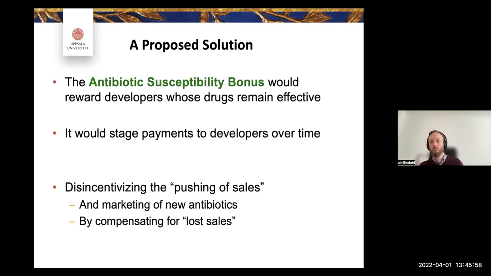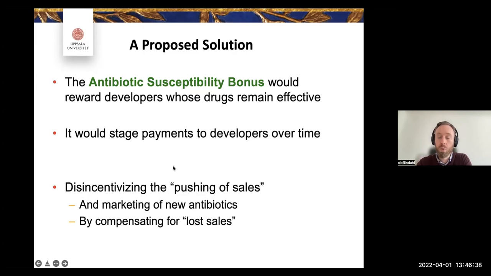So what would this bonus I've been talking about do? Well, basically, it would be a bonus that rewards developers whose drugs remain effective. So this is kind of a kitchen door attempt at getting at companies not pushing sales, not marketing them unnecessarily or aggressively, and not perhaps trying to get them used for indications where it's not necessary, or for animals. So basically, avoid non-prudent sales and marketing tactics.